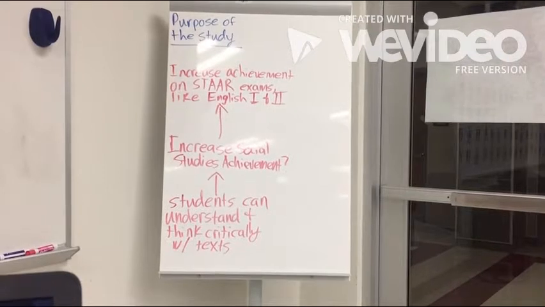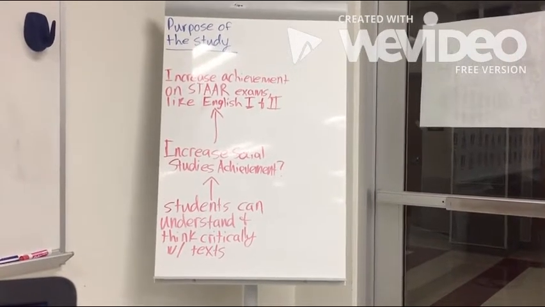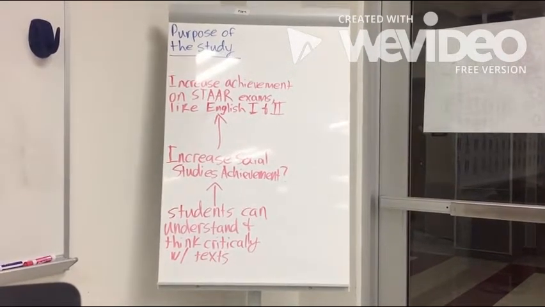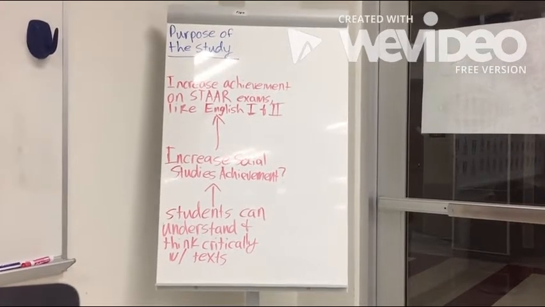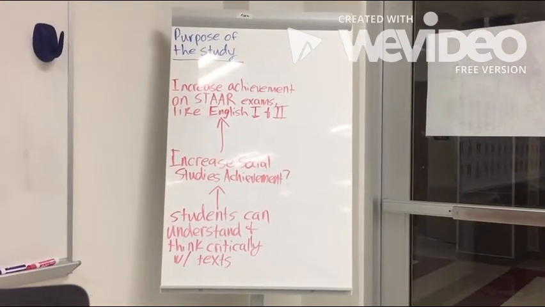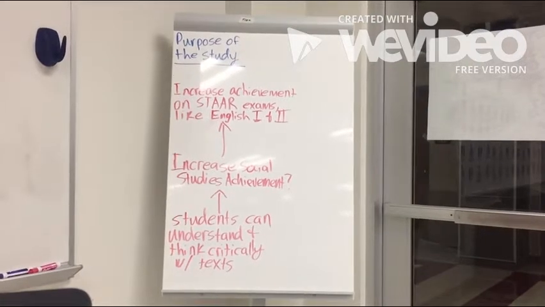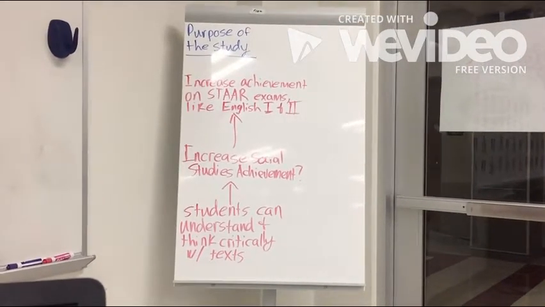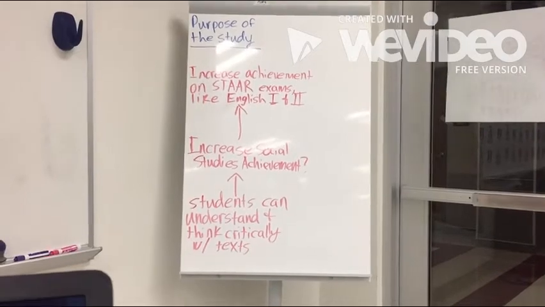Therefore, I want social studies teachers to use primary and secondary sources to help students understand and analyze texts, which might improve achievement in social studies, and these strategies may be useful in other classes, especially English, and then when it comes to their STAR assessment.